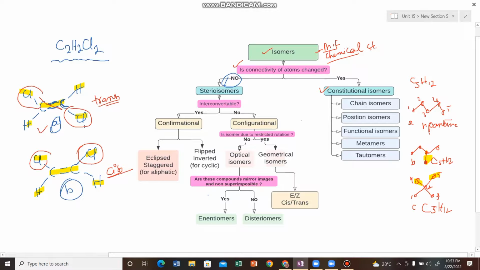So A and B have the same molecular formula, same connectivity, but different arrangement of atoms in space. That is the definition of stereoisomers. What are stereoisomers? Two different chemical structures having the same molecular formula, same connectivity, but different arrangement of atoms in space are known as stereoisomers.